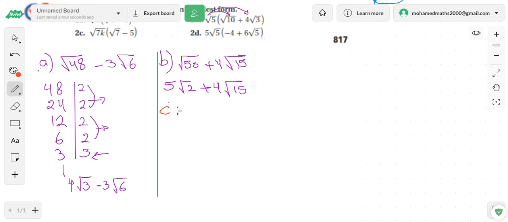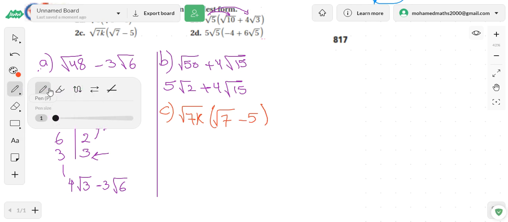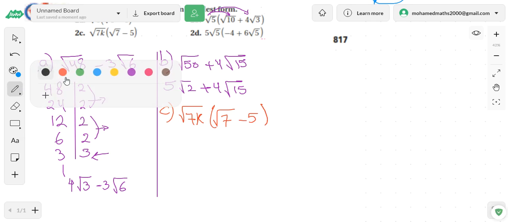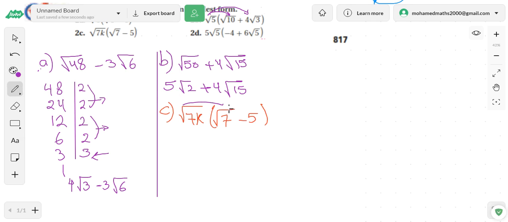It's radical 7k times radical 7 minus 5. We have to multiply radical 7k times radical 7. Guys, if the radical is repeated, so the answer is 7. Radical 7 times radical 7, the answer is 7. Or it's radical 49, and radical 49, it's 7. So it is 7 radical k.